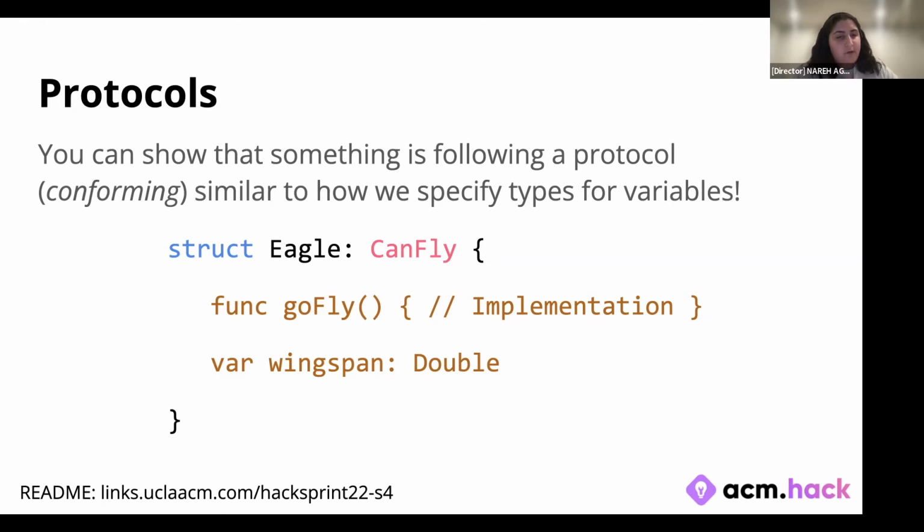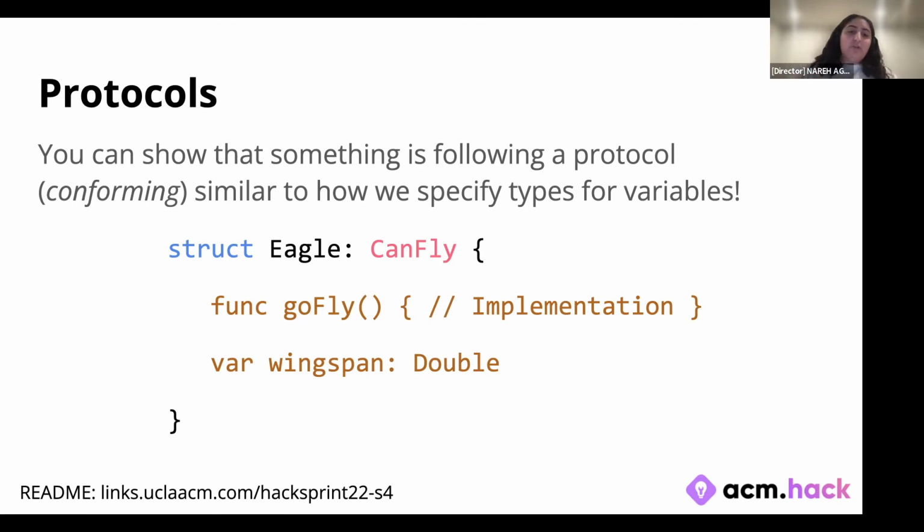We write the struct and the struct name. So we're creating this struct Eagle, which is a bird, and we say that it conforms to the protocol CanFly. We see here that the struct Eagle has the function goFly in it, and it will have some implementation there for what it can do.